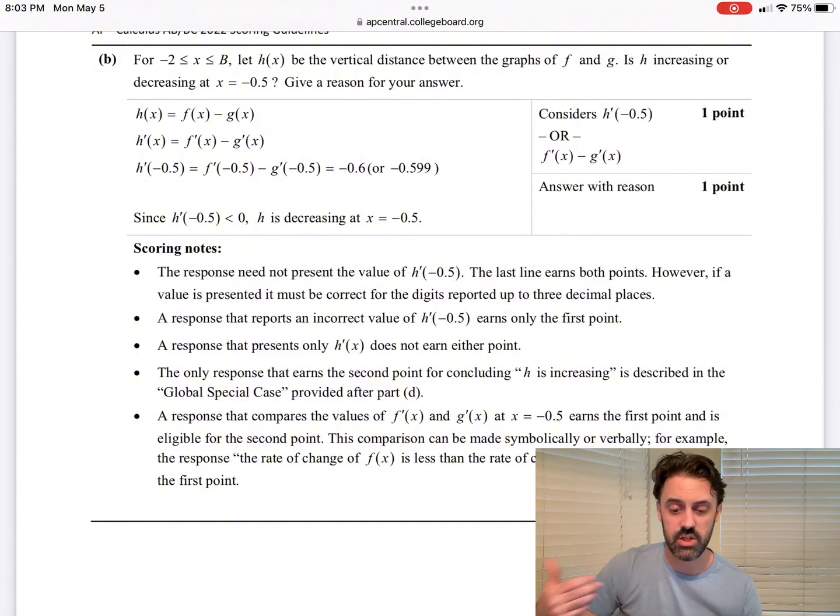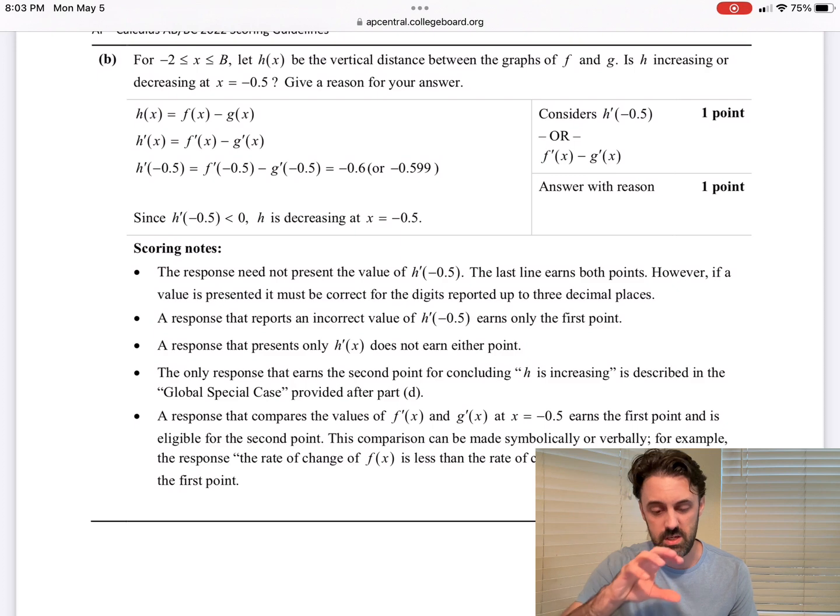Then it asks, is h increasing or decreasing? So we want to take a derivative. And if at some point you wrote h prime of x equals f prime of x minus g prime of x, you got a point, okay? And then another point for actually calculating that and giving your reason, which would be to say that h is decreasing at x equals -0.5 because h prime is negative at that value of x. All right, so a second point for that.